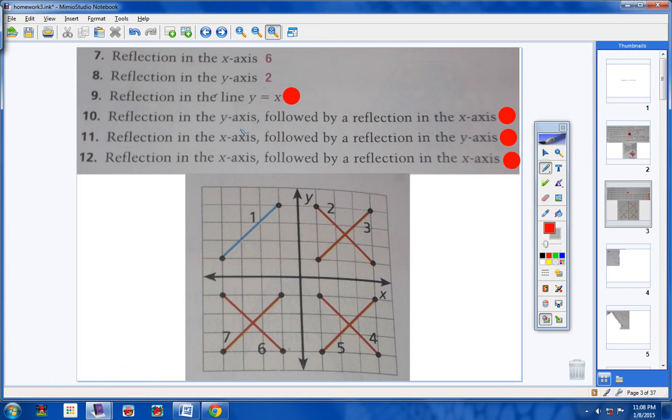Reflection in the y-axis and then reflected in the x-axis. So here's my line right here. We're going to reflect it in the y-axis first. So this blue line becomes this line. And then we're going to reflect it in the x-axis. So now we're going to fold the paper here. So this line here would fall right on top of this line here. Okay? And that's line number 5. Alright, let's take a look at number 11.